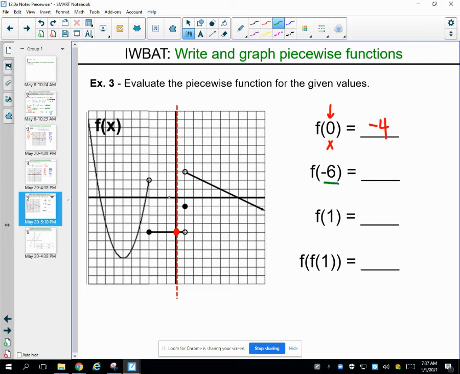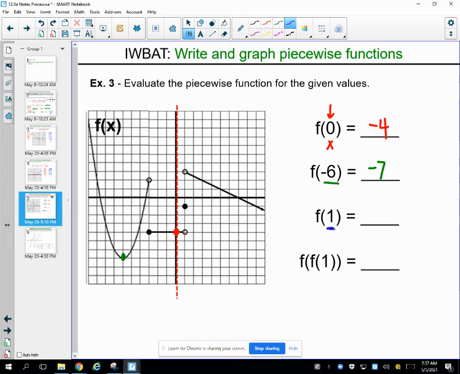So we'll go over to -6. 1, 2, 3, 4, 5. So here's the line -6. Where is the graph at? And it's right here. So that point is -6, and then 1, 2, 3, 4, 5, 6, -7. So the y value is -7 when the x is -6.